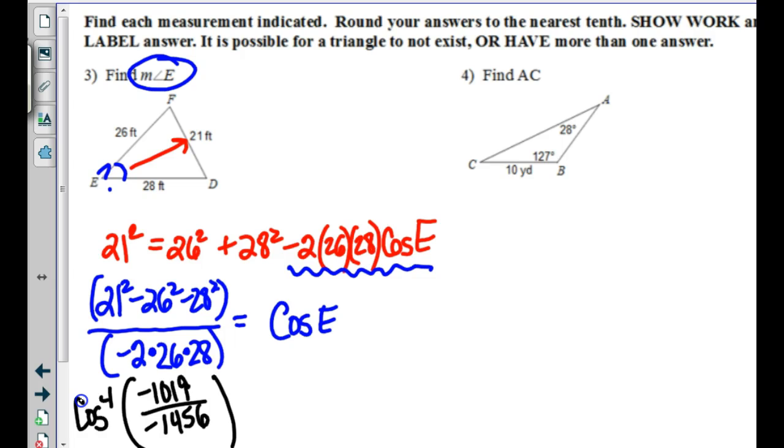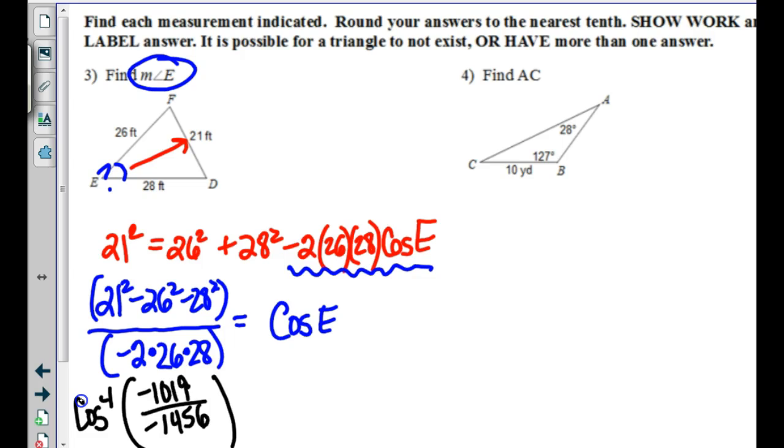Okay. What mode do we need to be in? It wants an answer in degrees. Does it matter what mode you've been in up till now? No. Only when you touch sine, cosine, or tangent. So I didn't check my mode yet, but now that I'm going to do inverse cosine, I want to check and make sure I'm in degrees, and I am.